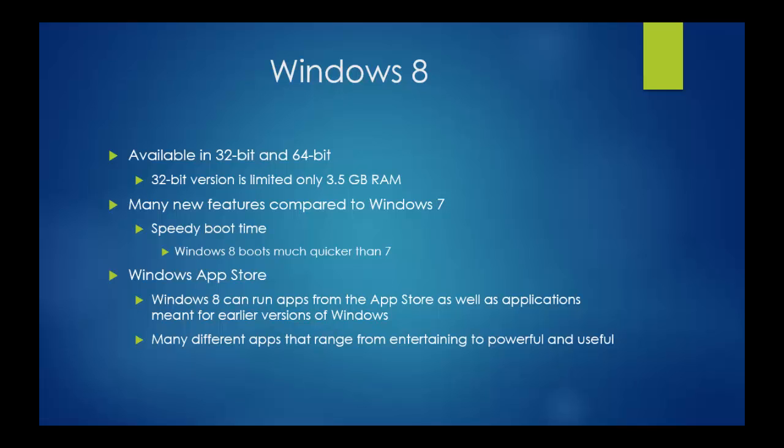Windows 8 comes in 32-bit and 64-bit, but the 32-bit version is limited to only 3.5 gigabytes of RAM. Windows 8 has plenty of new features over Windows 7. An example is the beautiful live tiles, but I really like how much quicker it boots than Windows 7. Windows 8 boots much quicker than Windows 7.